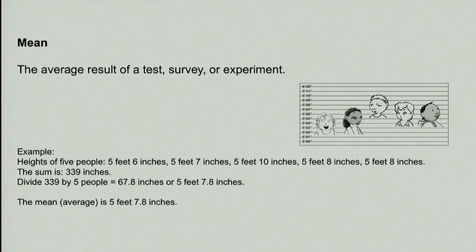So what we do is we basically divide the 339 inches by 5, which equals 67.8 inches, and that means simply the average, and the average is the mean, okay, is 5 feet 7.8 inches. That's very easy. So take the sum of all of that, divide it by 5, and that's the average. That's very easy.